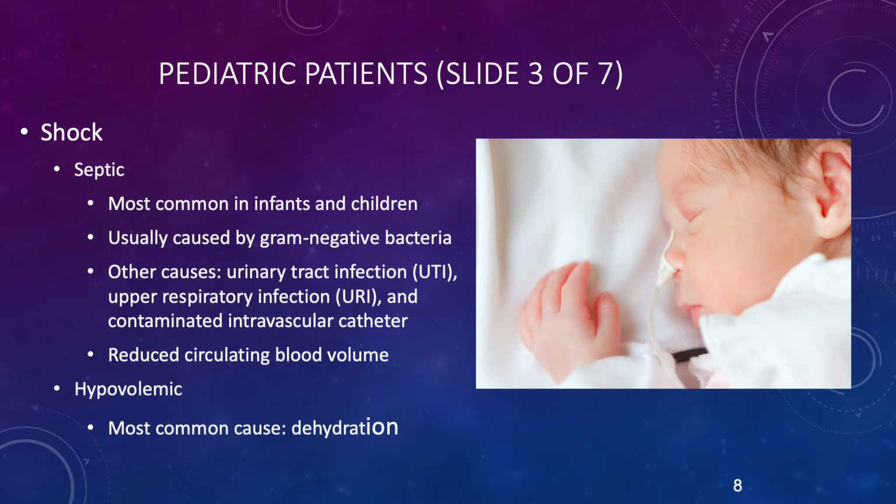Other causes of septic shock can be from a urinary tract infection, a UTI, or an upper respiratory infection, a URI, or a contaminated intravascular catheter. Septic shock also presents with a reduced blood volume. Treatment is going to include giving IV colloid solutions, and this solution is going to help beef up the blood volume.